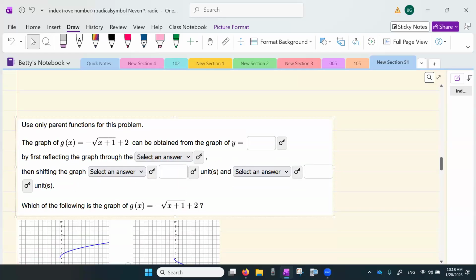So that is the section. 1.4 is a straight line. Domain and range is 1.3. And 1.5 is composite function. 1.6 is transformation. Okay, now we're going to talk about transformation.